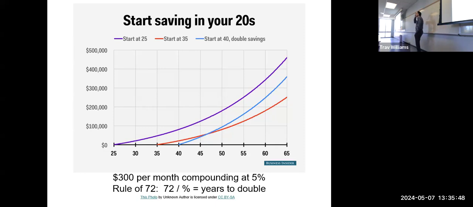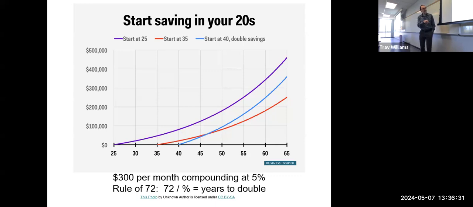Now let's think about it. Let's do some quick math. It's 40 years, $300 a month times 12 months. That's $3,600 a year. Times 40 years would be what? 3,600 times 40? $144,000 you put in, but it grew to about 450. So you had $300,000 of growth. Not bad, right? Basically tripled your money.